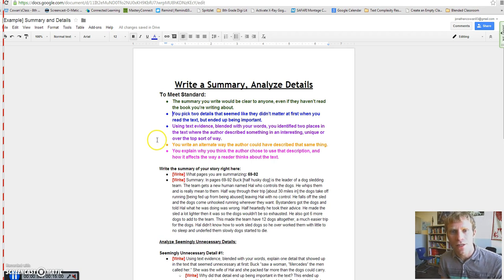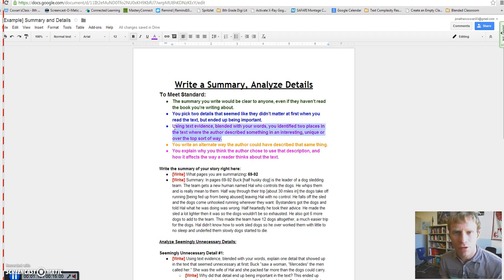Two details in the text that didn't seem important, but then after you read for a while, you're like, oh, okay, I get why the author was including that information. You need to use text evidence and blend it with your words, where you identify two places in the text where the author describes something in an interesting, unique, or over-the-top sort of way. And what we're thinking about is word choice in that one.